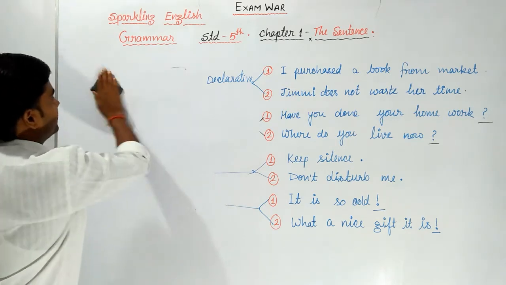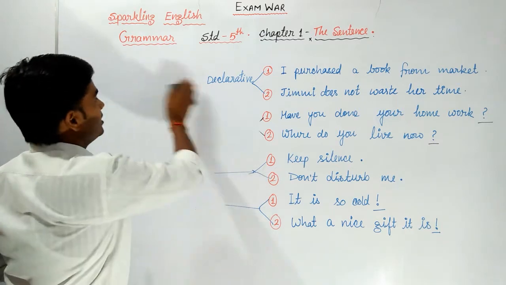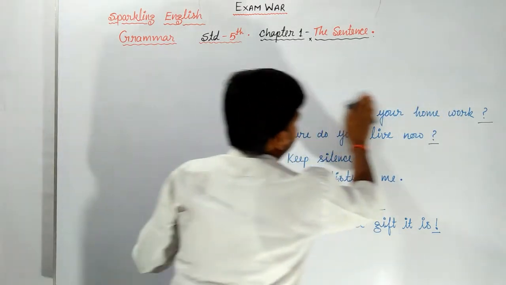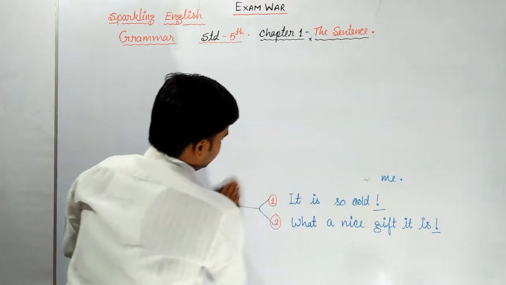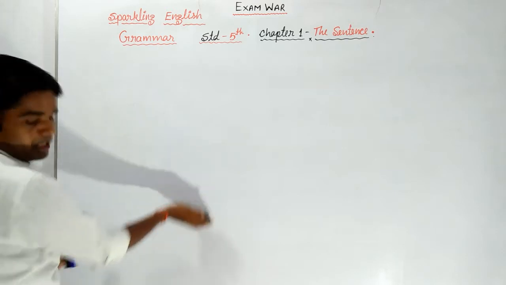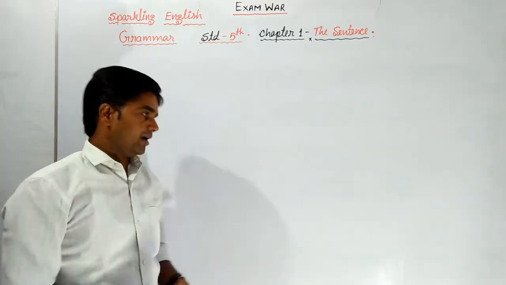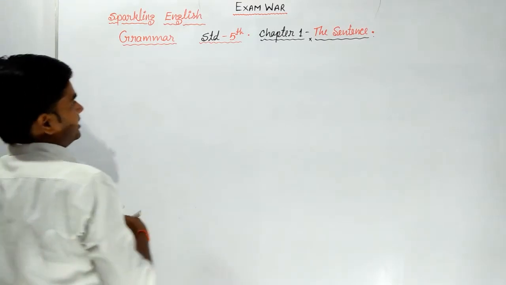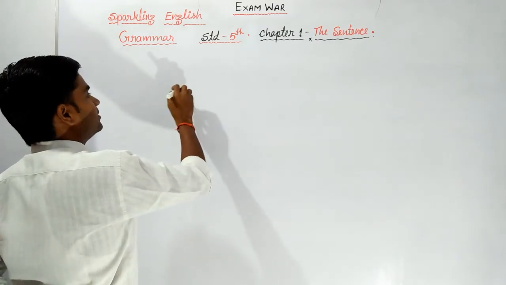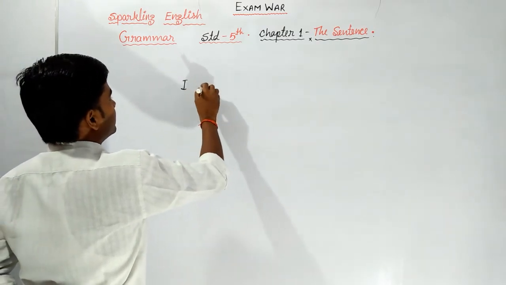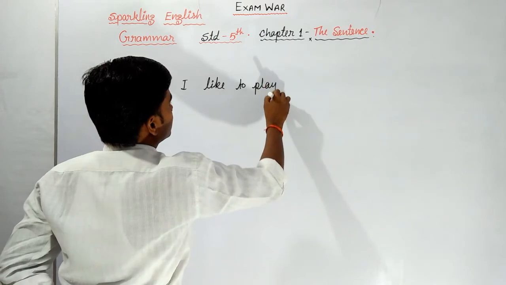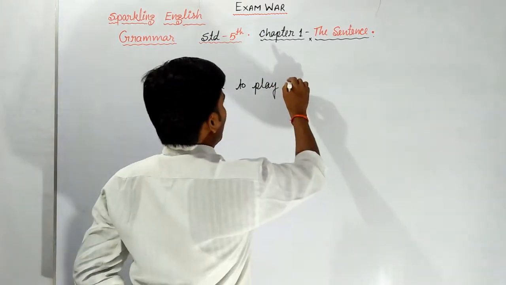And what is the next point? The next point is subject and predicate, I mean parts of a sentence. If we write any sentence, then that sentence can be divided into two parts. Let's take a sentence, for example: I like to play hockey.